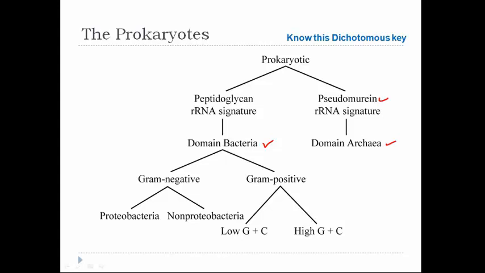Now in the bacteria, we're going to separate them by gram-negative and gram-positive. And in the gram-negatives, we're going to see the proteobacteria and the non-proteobacteria. In the gram-positives, we're going to actually separate them based on low and high GC content, meaning I'm looking at the A, G, Cs, and Ts in their DNA and separating that way. Now we're going to talk about the organisms in each of these classifications as we go through.